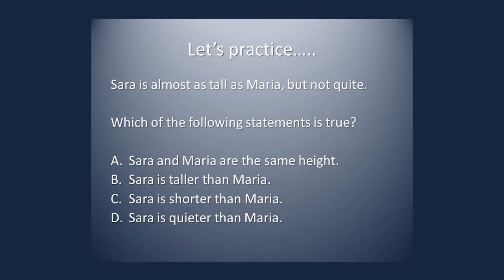Which answer did you select? The correct answer is C. Sarah is shorter than Maria. The question is about height, so we can eliminate answer D right away. Remember that as tall as means the two people being compared are about the same height. However, in this sentence, it says almost as tall as and not quite, which implies that Sarah is not as tall as Maria. If Sarah is not as tall as Maria, that means she is shorter than Maria.